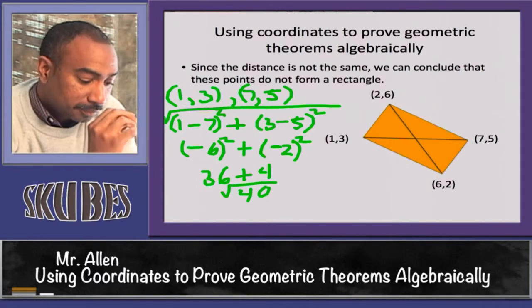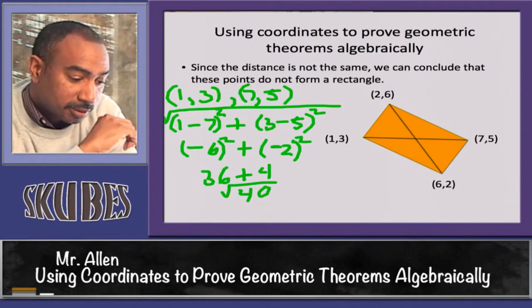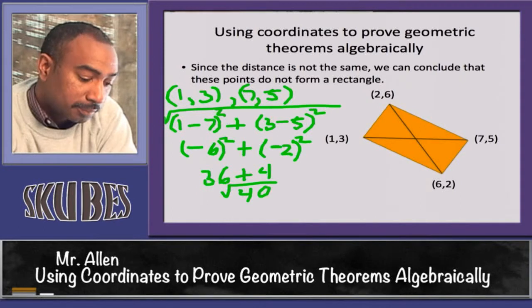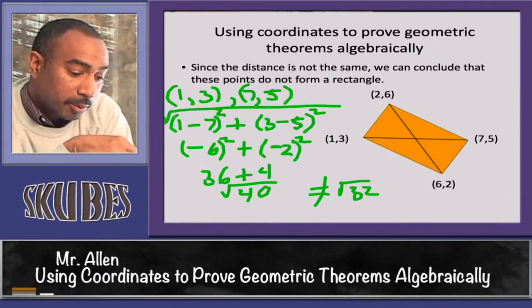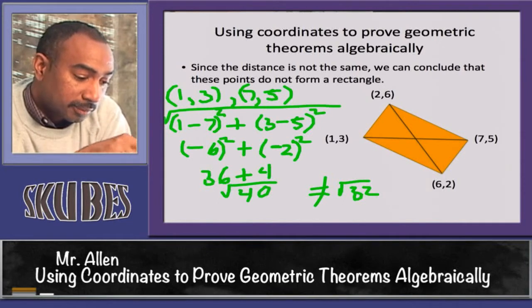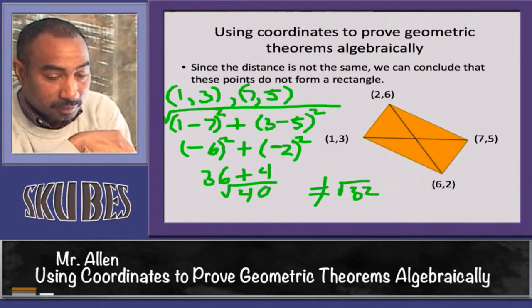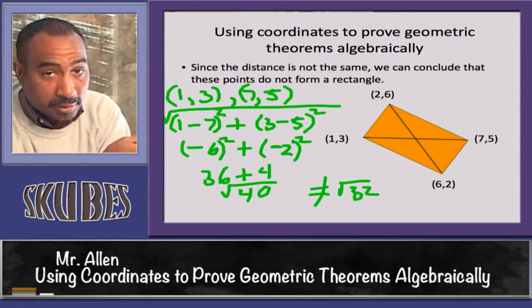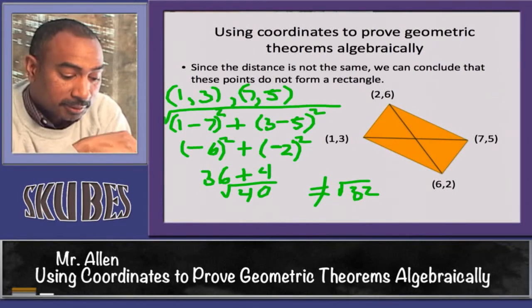That's not the same as the other. So therefore, the distance is not the same. That's not the same as the square root of 32. Therefore, we can conclude that these points do not form a rectangle. It forms a quadrilateral, but doesn't form a rectangle.